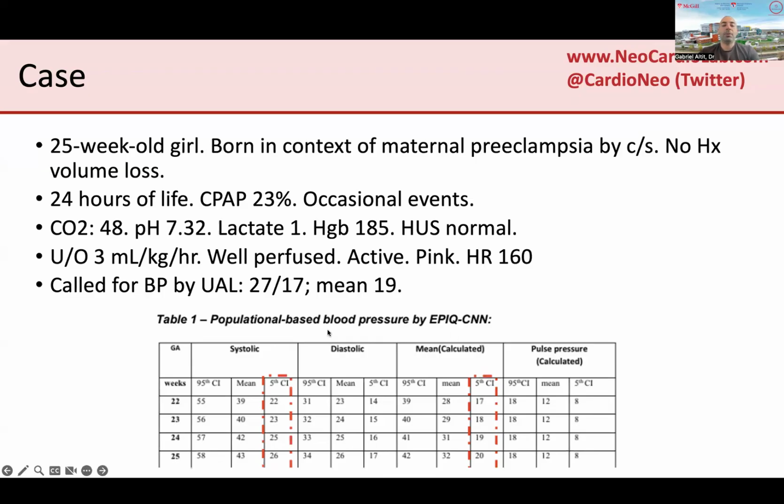I've put here the populational-based blood pressure values that we use locally in our unit, which is something that's been standardized across Canada through the EPIC Collaborative. And you can see here, and it is referenced a bit later, as well as on the website in the QR code I provided. But here, what we see is basically the fifth percentile for the mean. And at 25 weeks, we're supposed to be 20, and so we have 19, so it's a bit low.